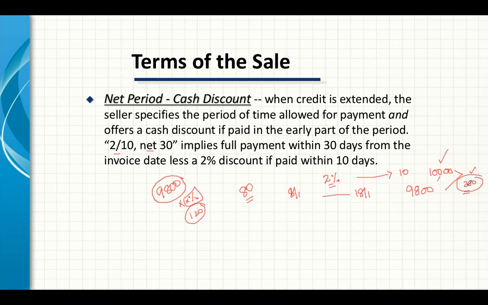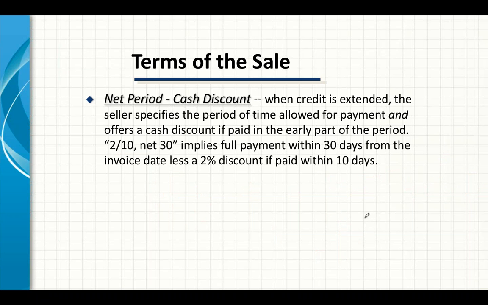$200 is a benefit. $120 is the cost. So benefit $200, cost $120, net benefit is $80. If you don't borrow and avail the discount, cost of not getting discount is $80.